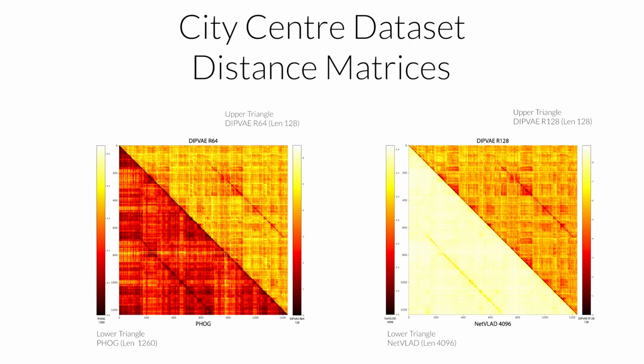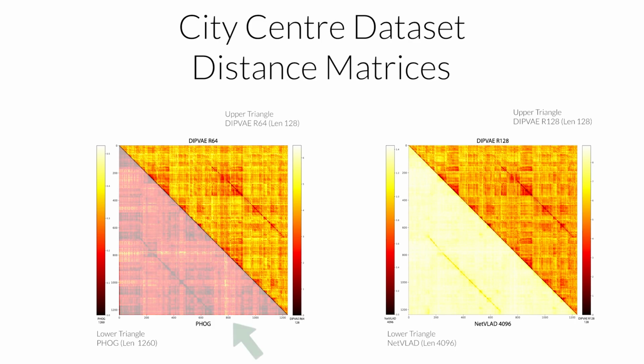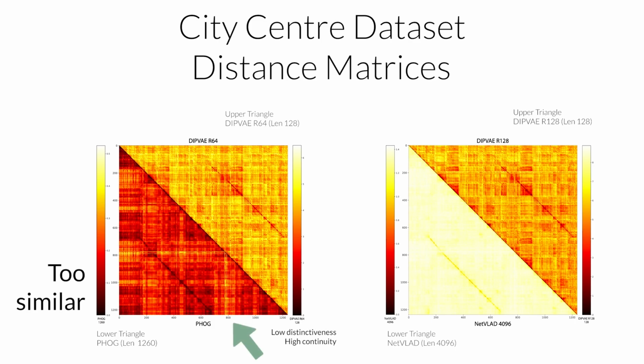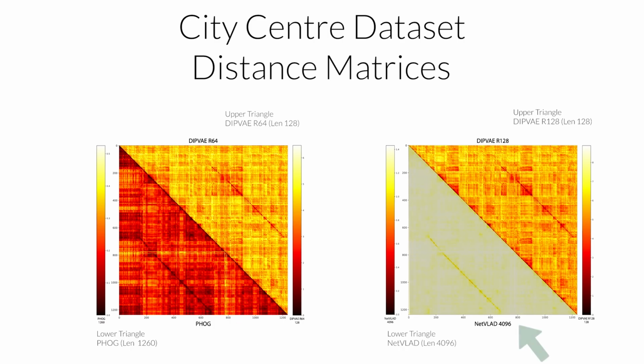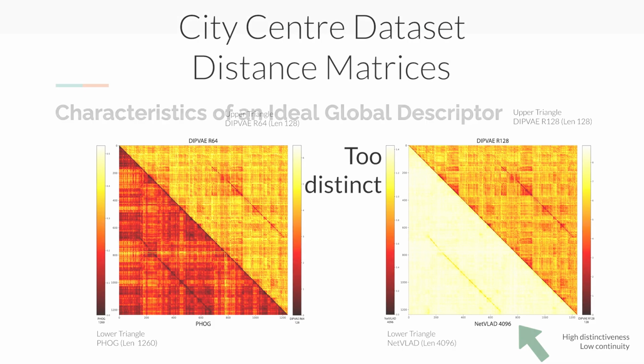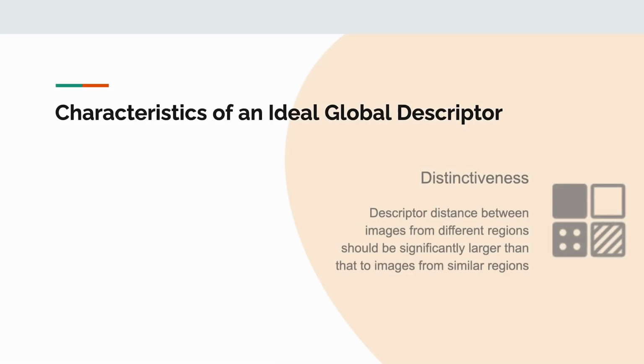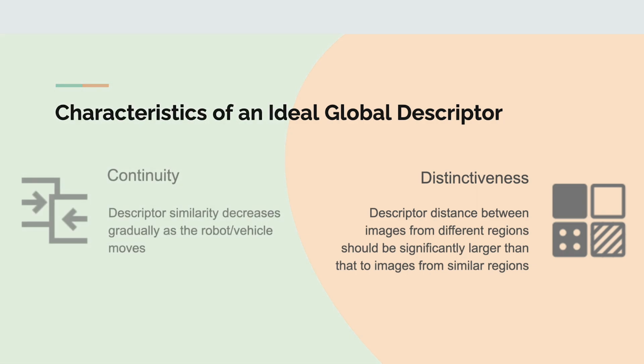Too many similar descriptors result in many false positive locations, while too many distinct descriptors result in poor aggregation of images. We postulate 2 important characteristics for a global descriptor to function efficiently in a hierarchical setting: continuity and distinctiveness.